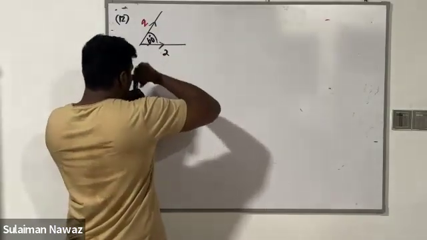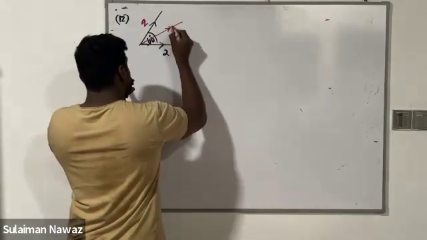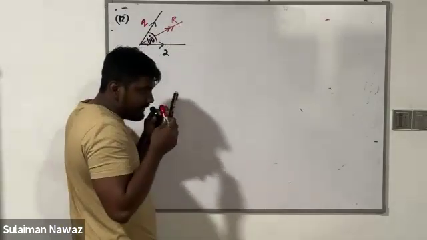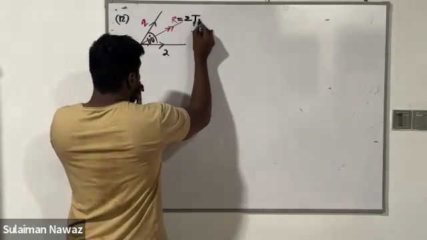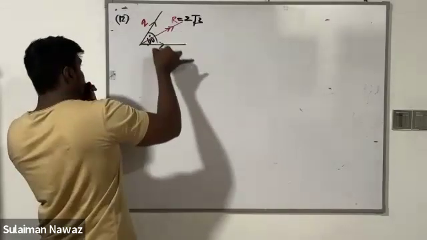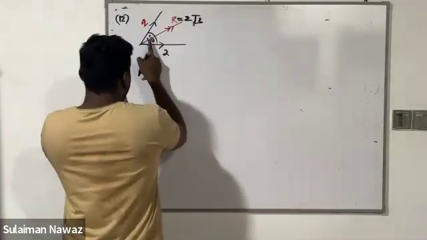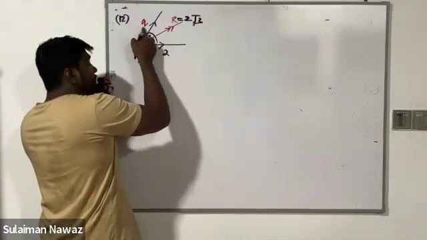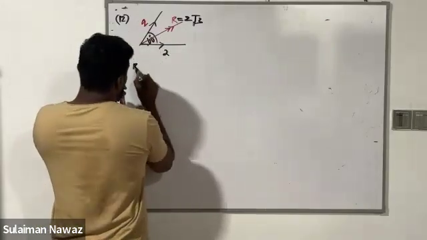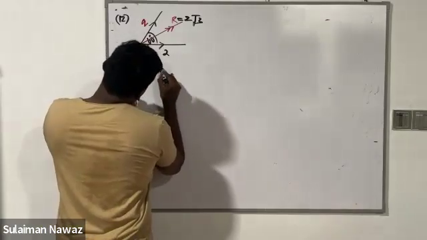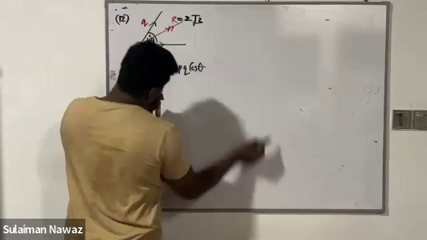Theta is 60. The resultant vector capital R is given as 2 root 3. Now, the two-vector cases: case 1, case 2, case 3. In case 1, the angle is not 90 and the magnitudes are not the same. What is the equation to find the resultant vector? R squared equals P squared plus Q squared plus 2PQ cos theta. Learn this equation by heart.